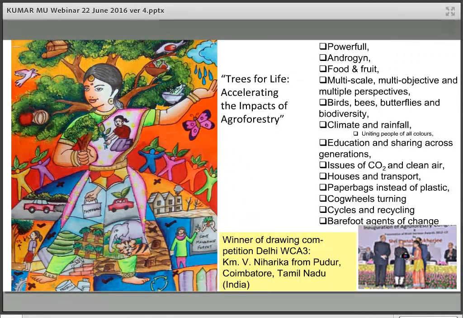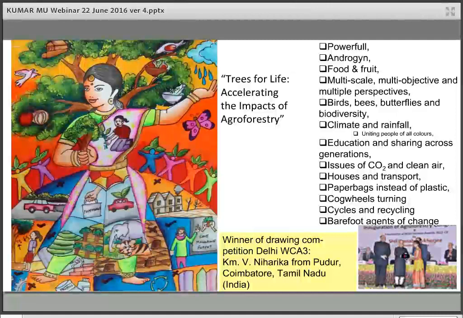There is also a great degree of awareness about the need for tree planting and agroforestry in the Indian context. This slide shows a picture that was drawn by a ninth grade student in a competition that was held in connection with the World Agroforestry Congress that was held in New Delhi during the year 2014. As you can see, it shows Mother Earth holding a tree in the left hand, and various kinds of ecosystem services that are associated with tree planting and agroforestry are also portrayed. This picture won the first prize in that competition.